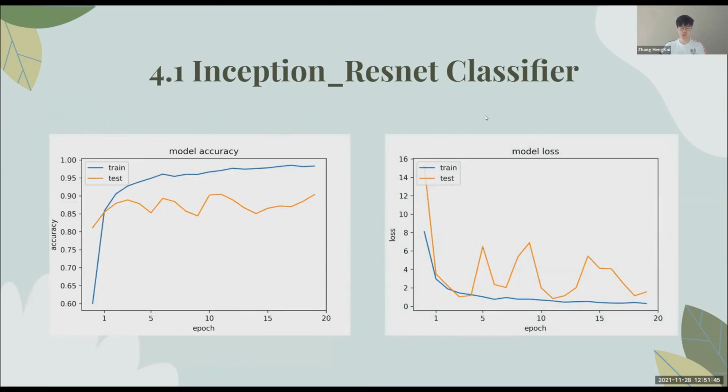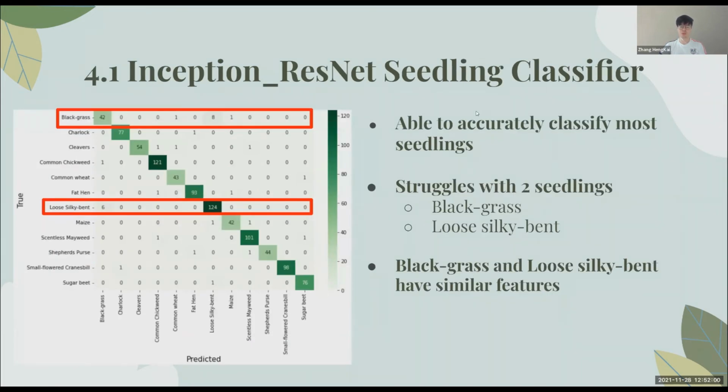After training for 20 epochs, it can be seen that the performance for this model is decent, as the accuracy on the trained dataset was able to reach 97%, and the accuracy for the validation dataset was able to hit 90%. Plotting out the confusion matrix for the validation dataset, we can see that the model was able to accurately classify most of the seedlings correctly, but confuses blackgrass with loose silky-bent.